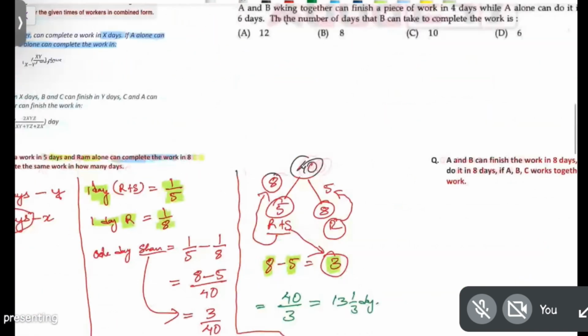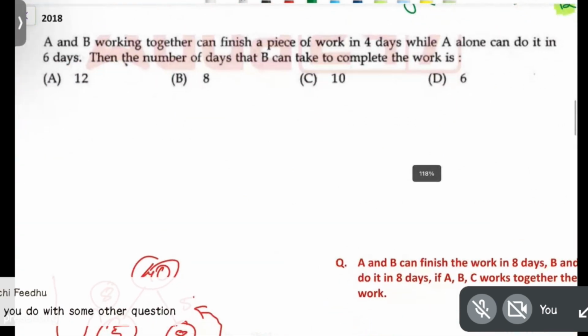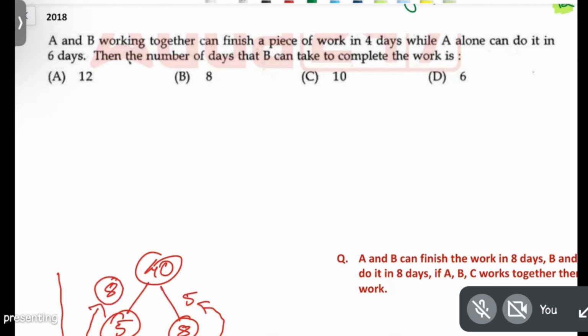Where was the question? BYQ. Yeah, there's a BYQ here, which is based on this one. Okay. A and B working together can finish a piece of work in 4 days.